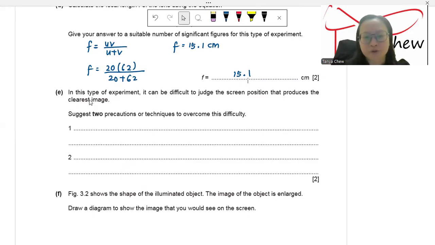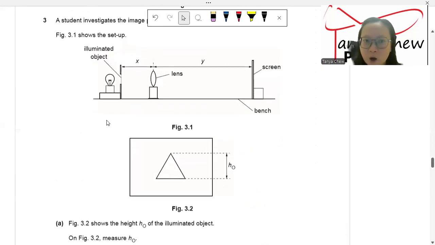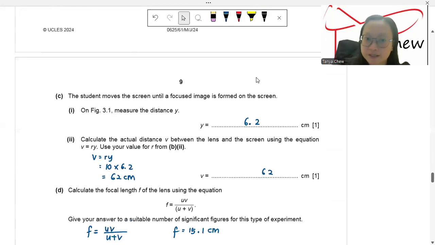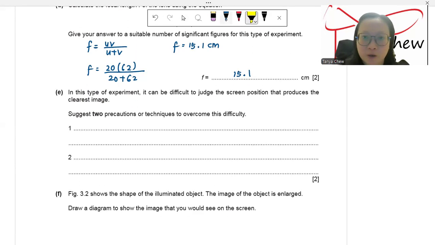Suggest 2 precautions or techniques to overcome this difficulty. Actually, we can just minimize it, but not entirely overcome these difficulties. It is always very hard, right? So another tip that I want to give you: can you see this illuminated object? Make sure that you conduct the experiment. It is a general precaution, right?